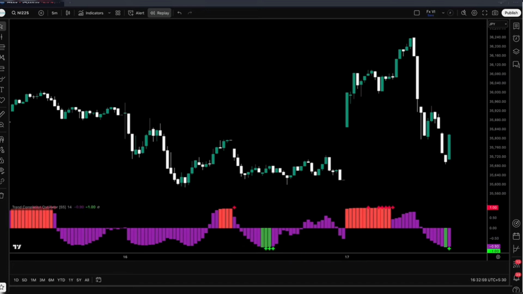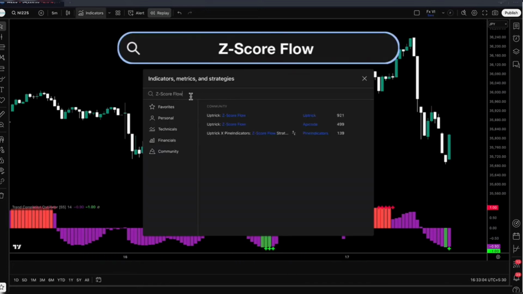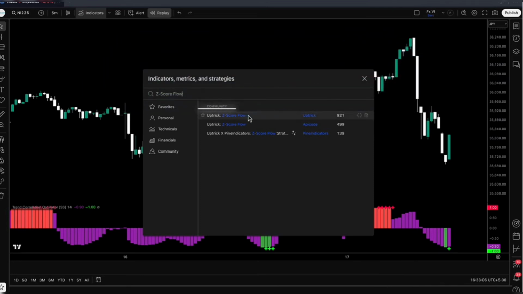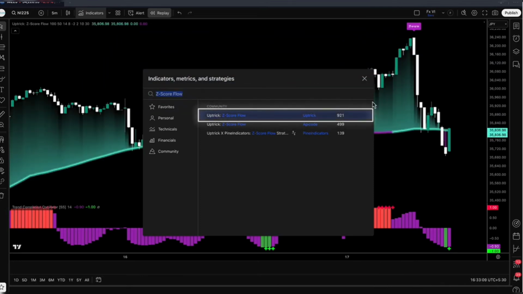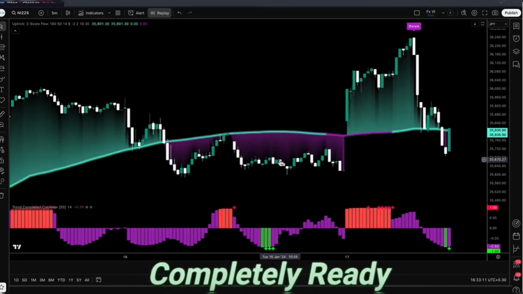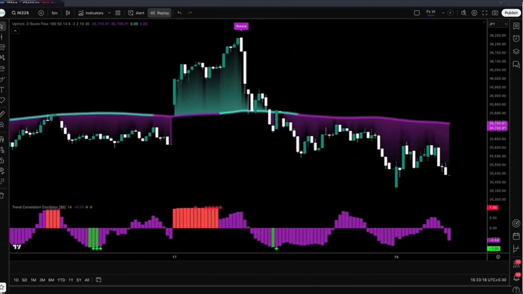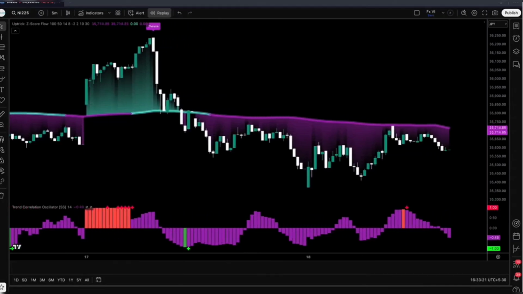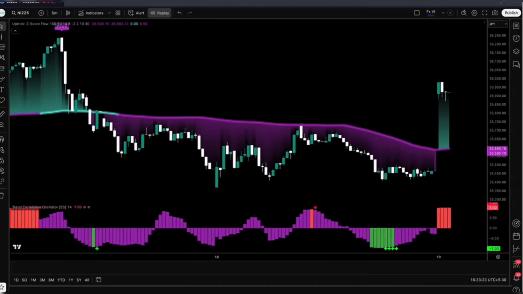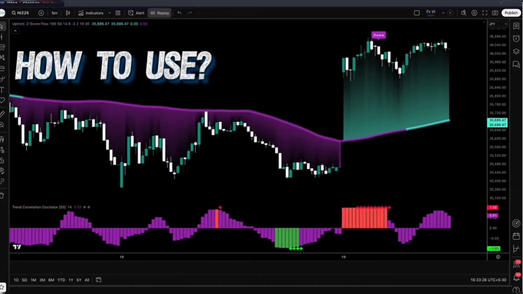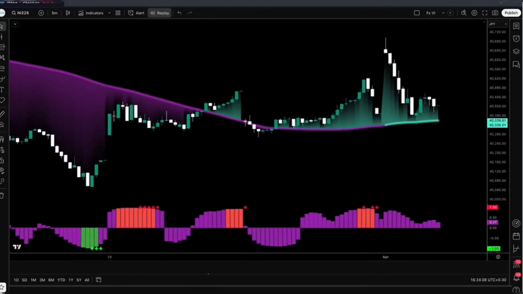After that we have to apply another indicator on the chart. We will search Z-score flow in the search box of TradingView. After that we have to click on the Uptrend Z-score flow option. Now our trading setup is completely ready for trading. I hope you must have liked this trading setup. We are going to test this strategy on the 5-minute chart of the Japan 225 index. Let's see how we use these trading indicators.